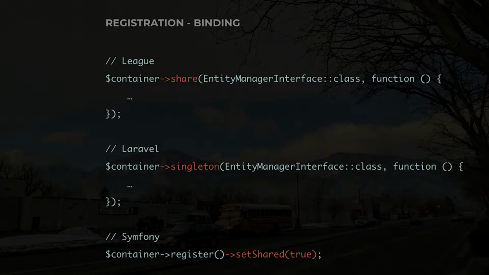Again, there are different implementations here. The PHP League container says use the share method. Laravel says use the singleton method. And Symfony says register stuff and then set shared to true, so that whenever it's being resolved again and again, it's going to use the same exact instance.